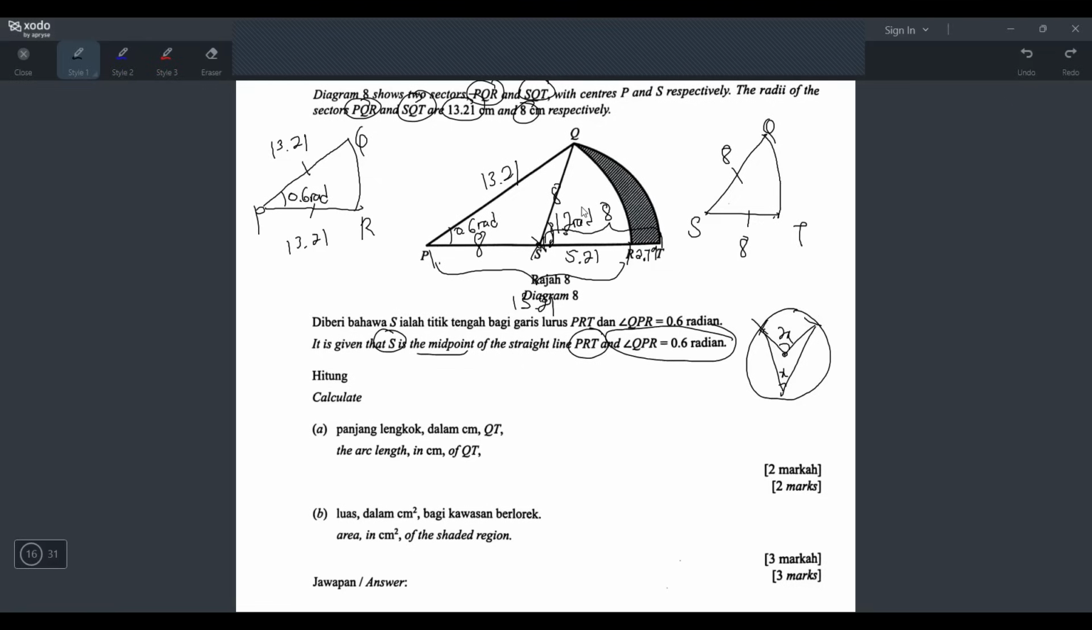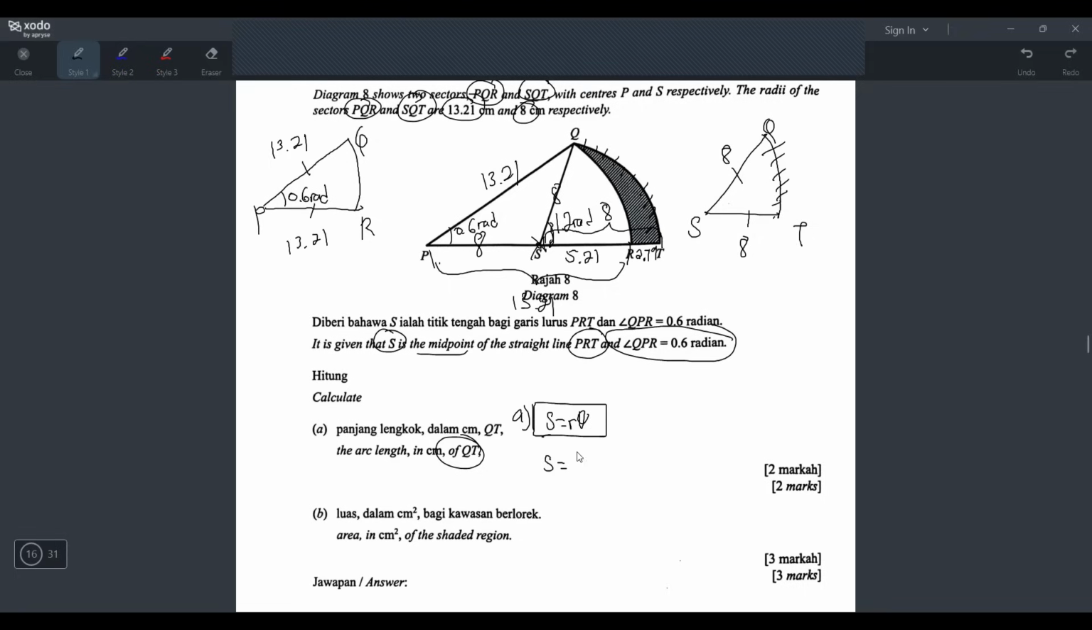Now we can do part A. A says: calculate the length of QT. So where is the arc length of QT, in cm? QT is this one, right? We can refer to this diagram also. So what is the formula to find the length of an arc? S equals r theta, right? This is the formula. And we want to find the arc, which means we want to find S.